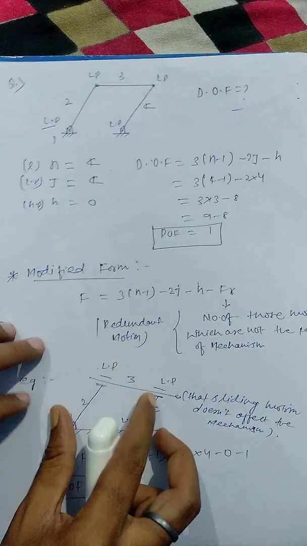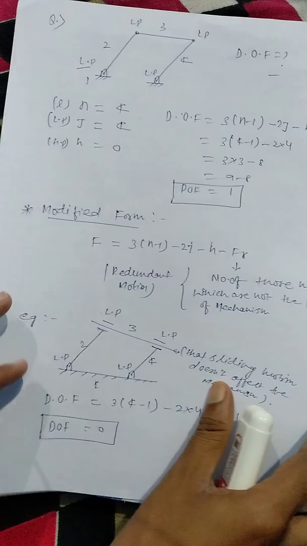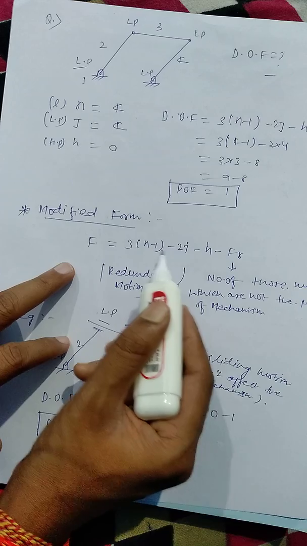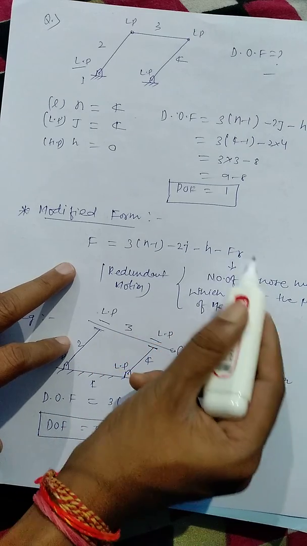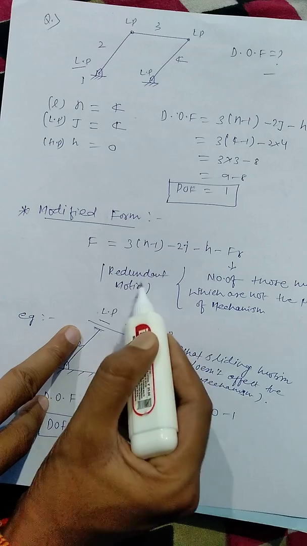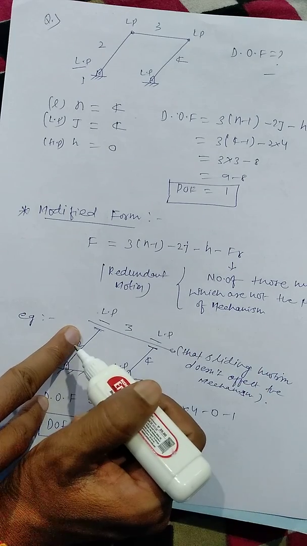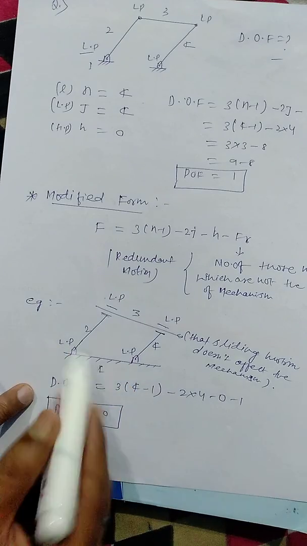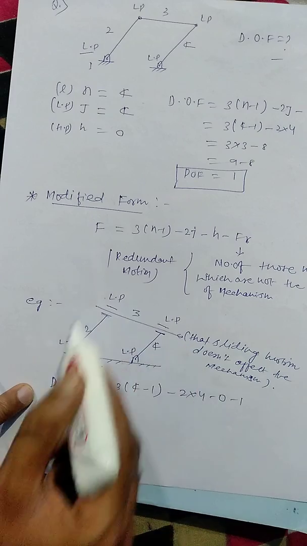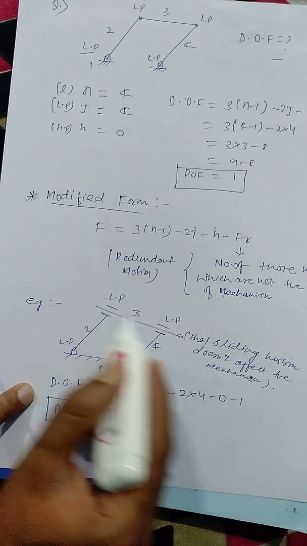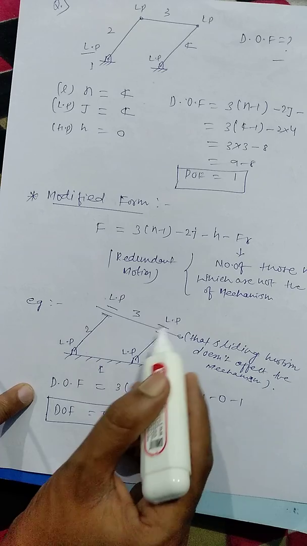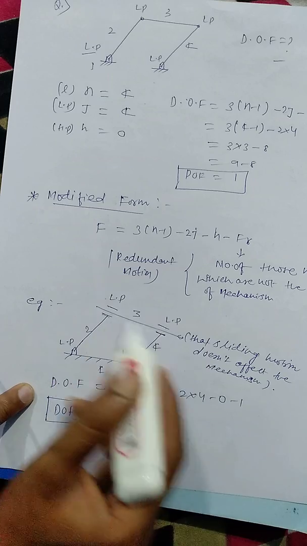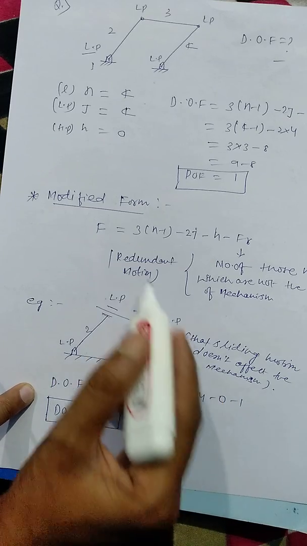But now there is some modification in this formula. The modified form of the Kutzbach equation is F equals 3(n minus 1) minus 2j minus h minus Fr. Fr is an extra term which is called redundant motion, meaning a motion which doesn't affect the mechanism. For example, this is a mechanism in which there is a slider. Here is a sliding pair or prismatic pair. It can slide but doesn't affect the mechanism. So this sliding motion is called redundant motion.